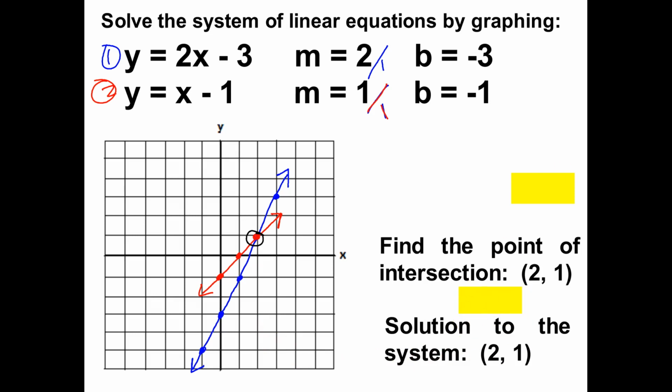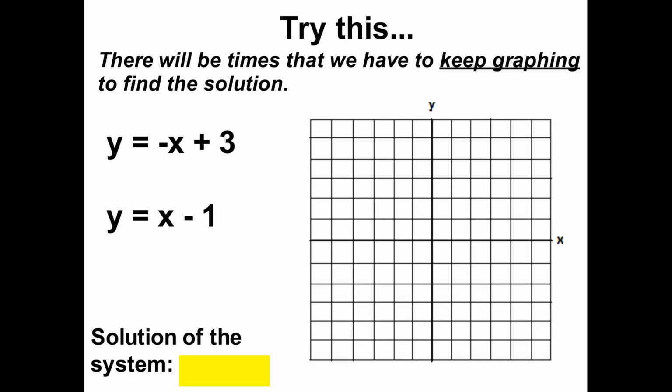So when I put in 2 as my x, I should get an output of 1. So 2 times 2 is 4. 4 minus 3 is 1. Yay, it works. 2 minus 1 is 1. Yay, it works. So I know it's a solution because it's the point that lies on both of the lines, or where they intersect, or where the two lines meet. All right, there will be times you will have to keep graphing to find the solution.